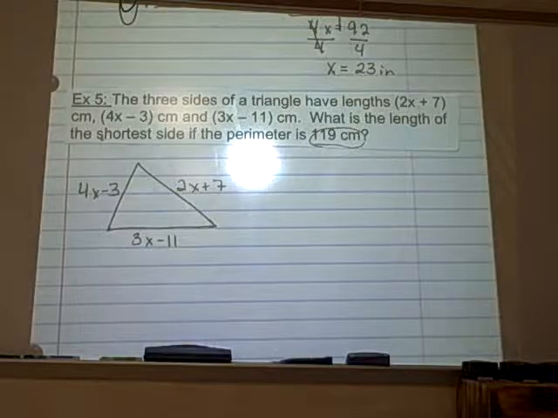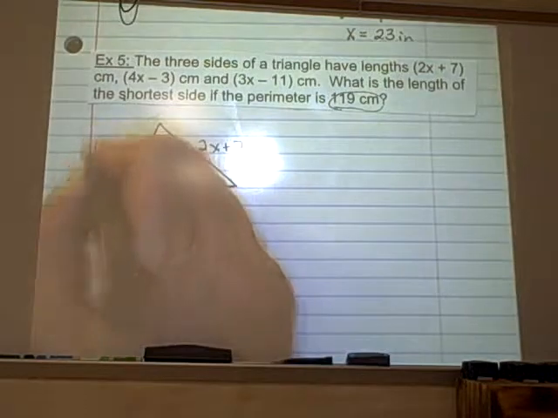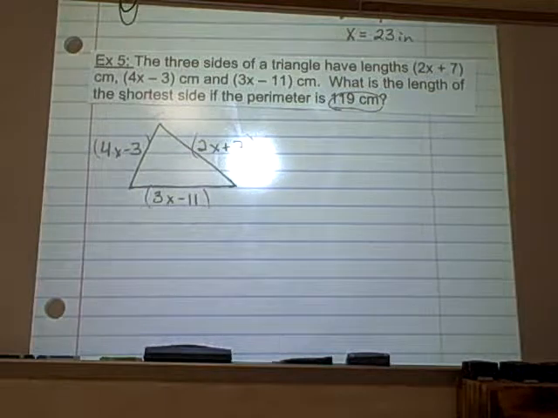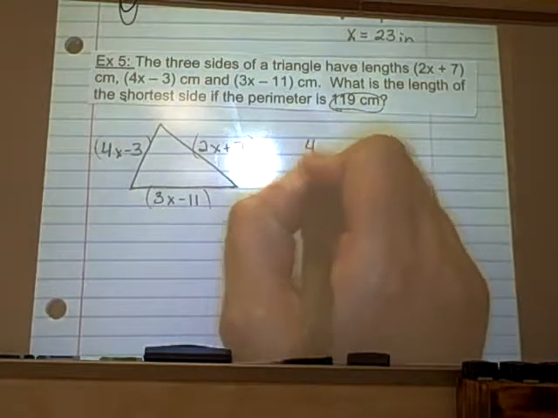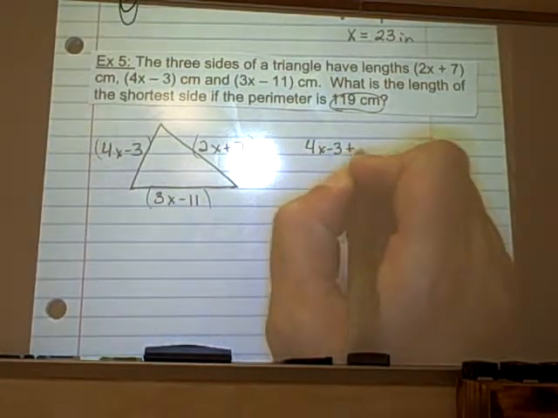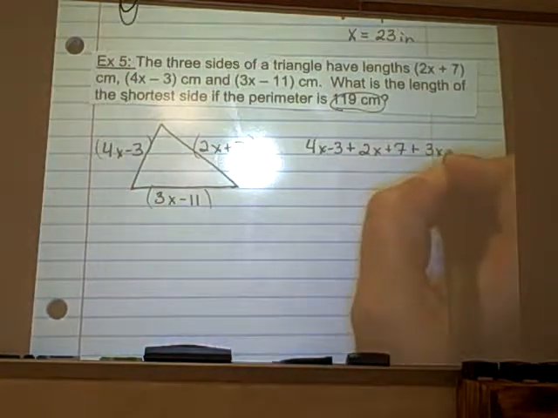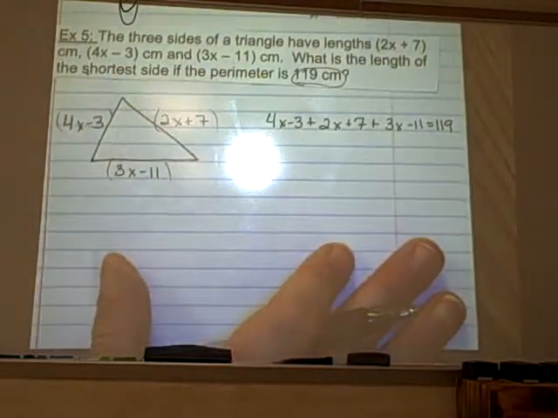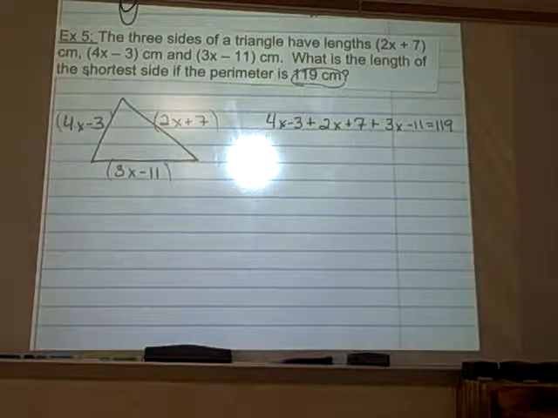How do you find perimeter of a triangle? You add all the sides. You add all those sides up. So I'm going to have this side plus this side plus this side. I was going to say divide by 3, but that wouldn't come out right, because they're not all exactly the same length. So 4x minus 3 plus 2x plus 7 plus 3x minus 11. All of that has to equal 119.